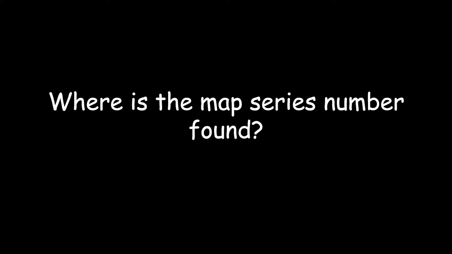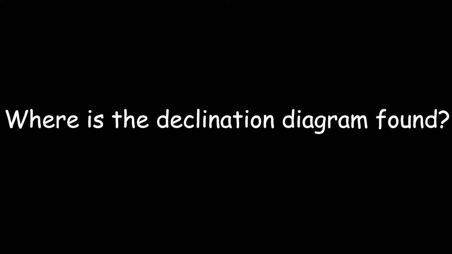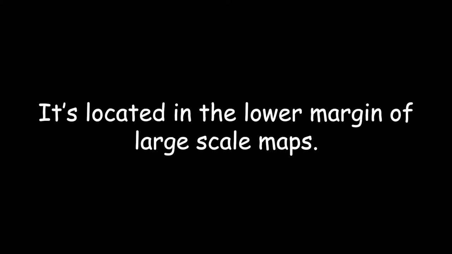Where is the map series number found? It's found in the upper left margin. Where is the scale of the map found? In the upper left margin after the series name and in the lower margin at the center. Where is the edition number found? The upper margin and in the lower left margin. Where is the declination diagram found? It's located in the lower margin of large scale maps.